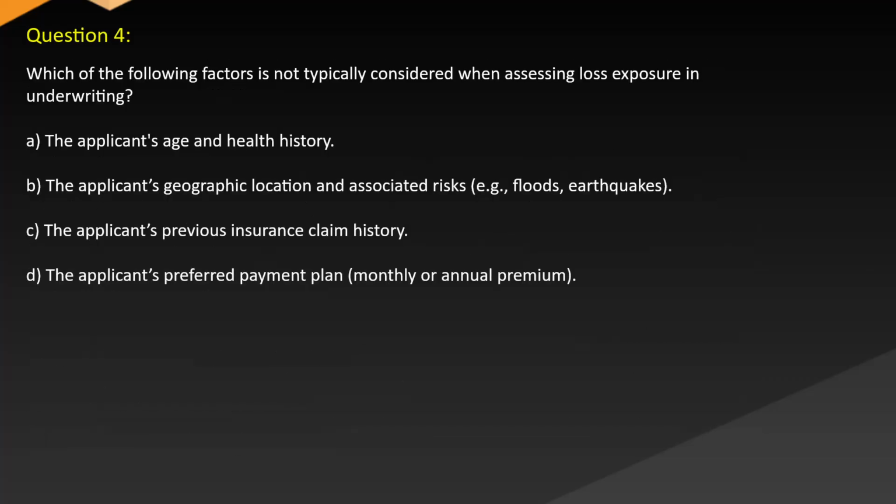Question 4. Which of the following factors is not typically considered when assessing loss exposure in underwriting? A. The applicant's age and health history. B. The applicant's geographic location and associated risks, e.g. floods, earthquakes. C. The applicant's previous insurance claim history. D. The applicant's preferred payment plan, monthly or annual premium.